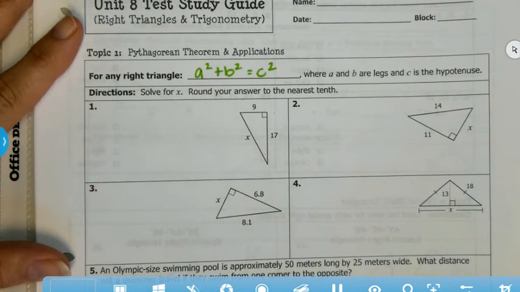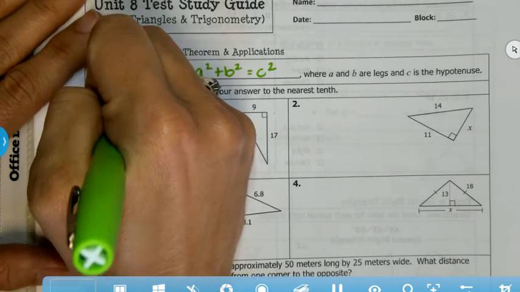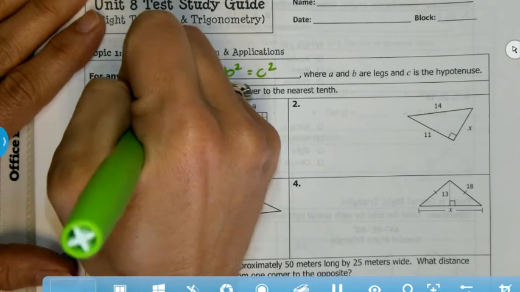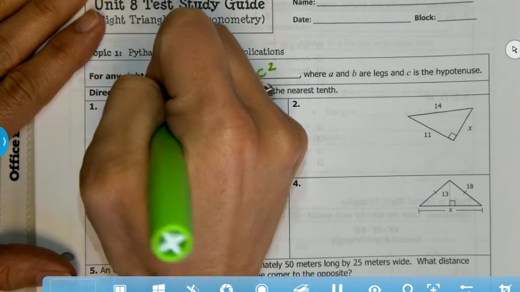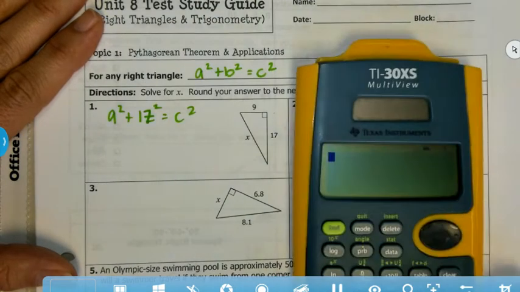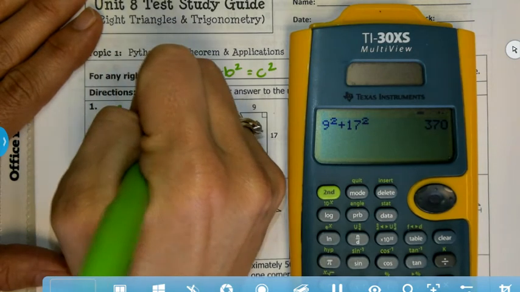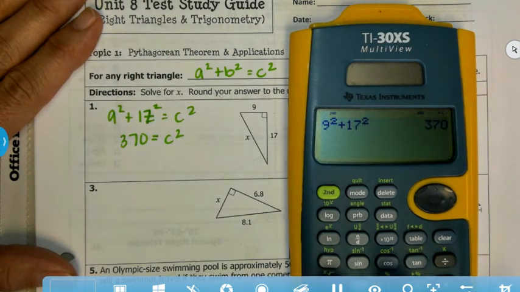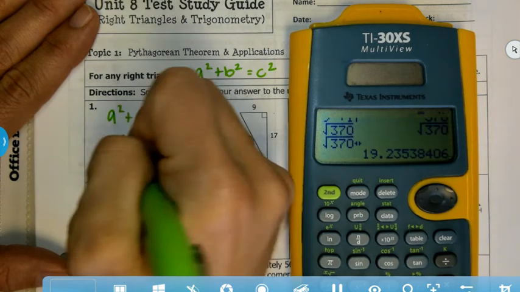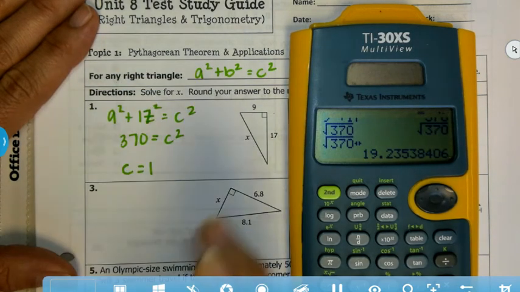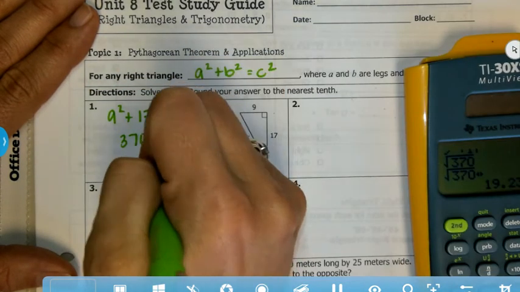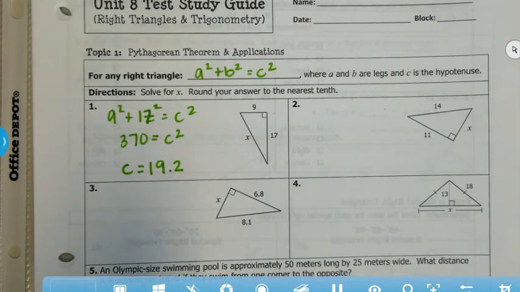All right, so x is the hypotenuse, so we should have added here. So this should be 9 squared plus 17 squared, 17, not 12, equals c squared. So on our calculator, we do 9 squared plus 17 squared, and we get 370. So 370 equals c squared. Then we do the square root of 370, and we get that c is 19.2. It says round to the nearest tenth, and that is 1 decimal place. So 19.2 there. All right, same thing for number 2.